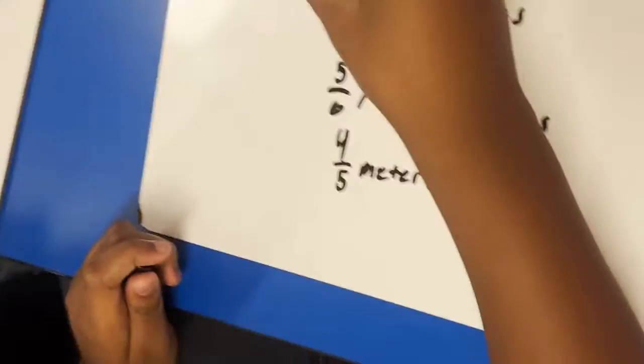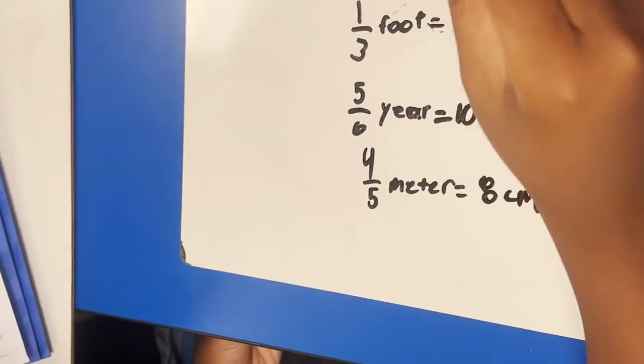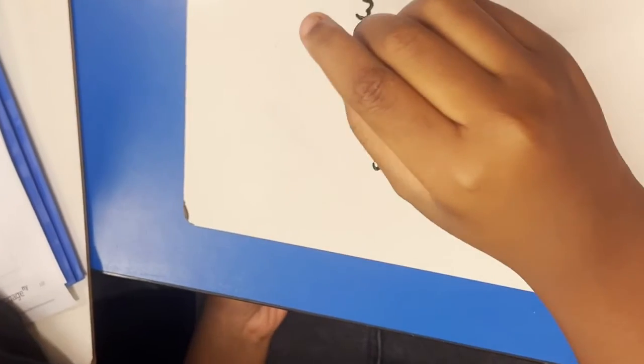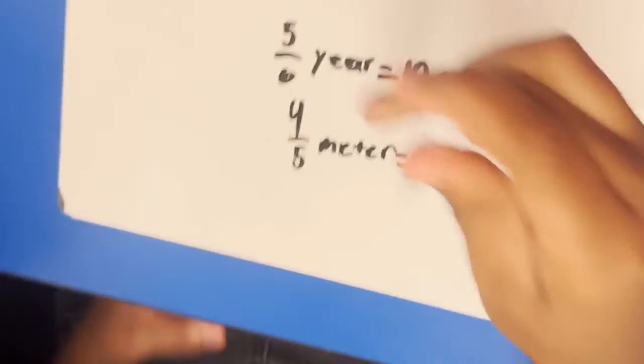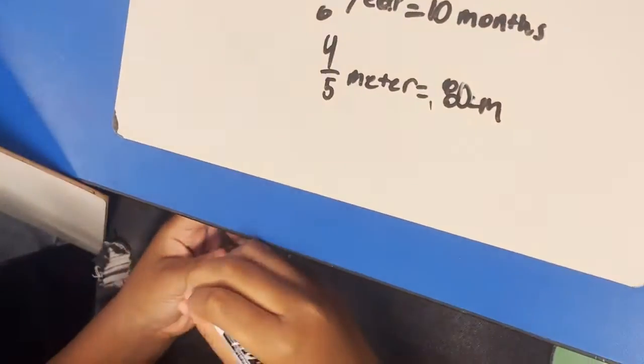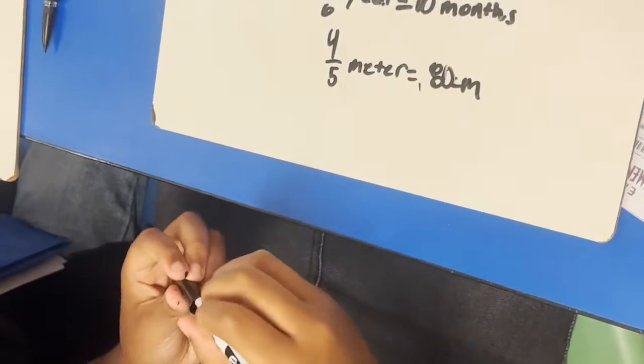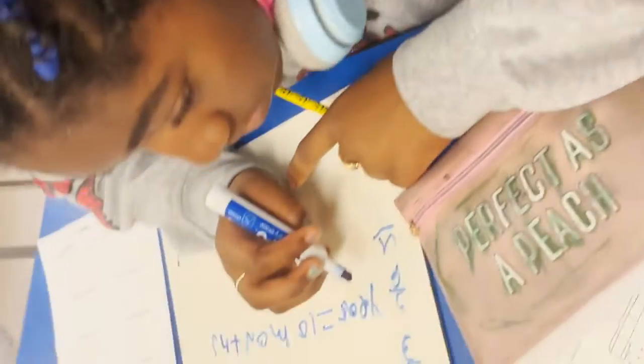Okay, so what did you get? I got 4 inches for B, 10 months for C, and 80 centimeters for D. 80 centimeters, good. How did you get 80 centimeters? I had counted by my 20s. 20, 40, 60, 80. Okay, 20, 40, 60, 80, good. So our final answer is 80 here. Good job. All right, let me go check on some other groups.